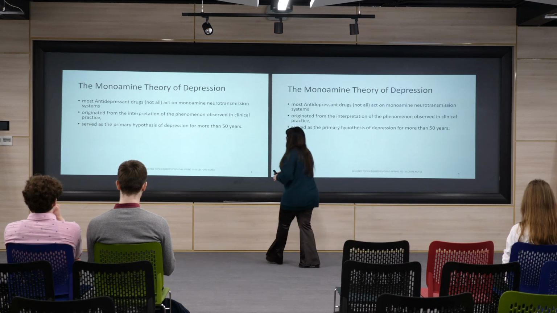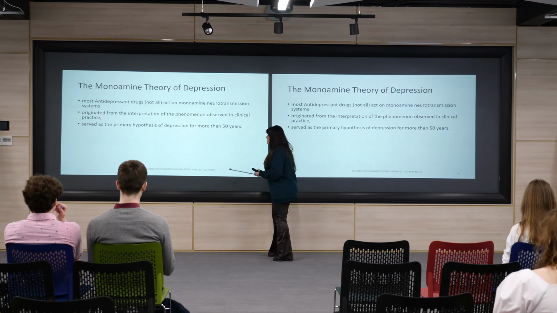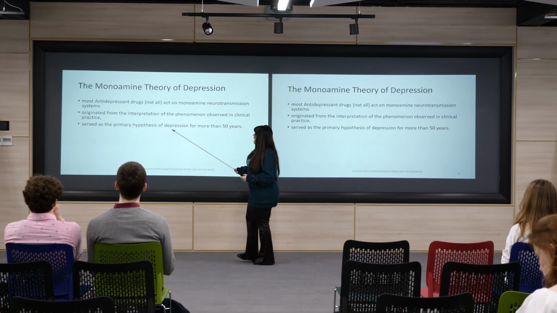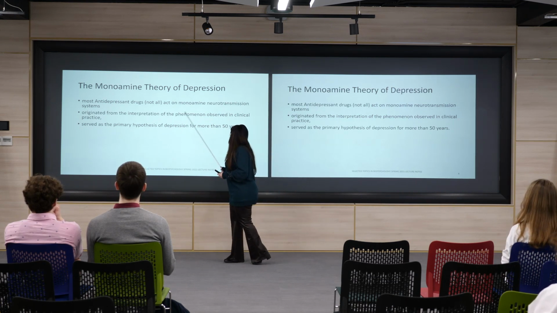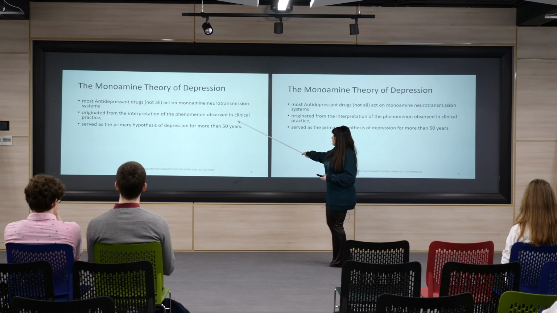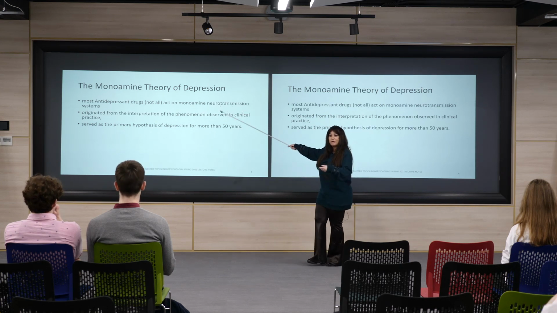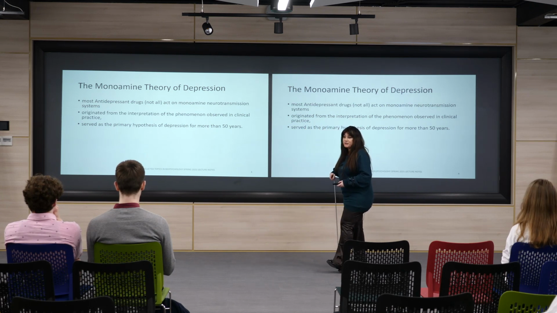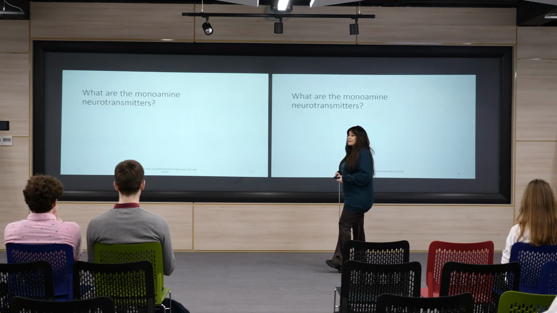So because of that, we say that since most antidepressant drugs act on the monoamine neurotransmission, and because of this very common observation in the clinics based on these medications that are modulating the monoamine systems, perhaps the oldest theory of depression came out to be the monoamine theory of depression. But now let's look at what the monoamine system is. What do we mean when we talk about the monoamine? What do we mean when we say monoamine neurotransmitters?